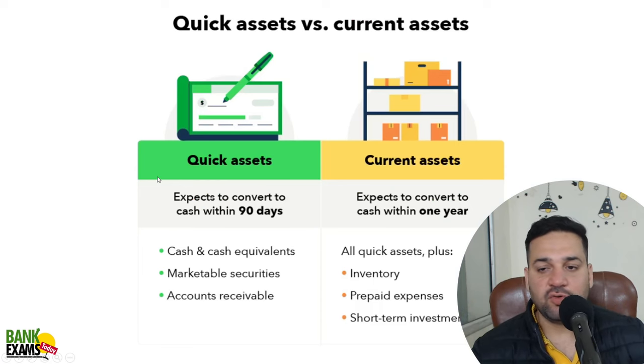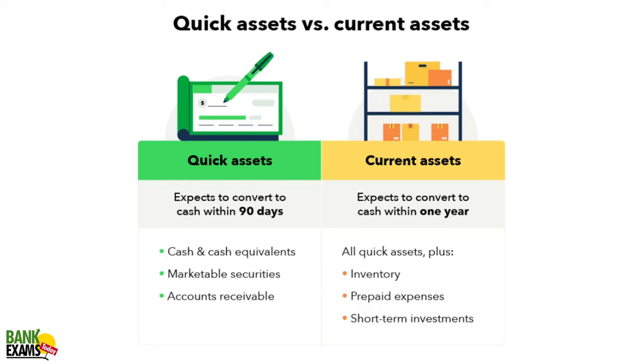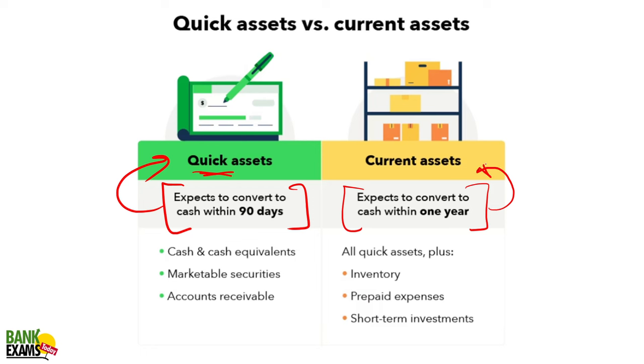So students, give it a close look. Quick assets versus current assets. The assets which can be converted into cash within 90 days, those are quick assets. Also known as liquid assets, but generally they are called quick assets, right? What are current assets? Assets which can be converted to cash within 1 year. So these are current assets.